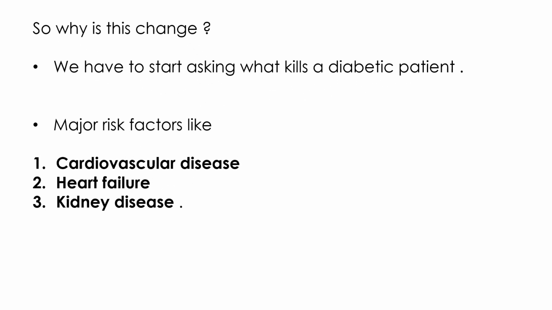So why is this change? Before asking this question, we have to start thinking about what kills a diabetic patient. A diabetic patient does not die just because he has high blood sugars or a high HbA1c. He dies because he has major risk factors like cardiovascular disease, heart failure, and kidney disease. So, because of this, we start the patient on SGLT2 inhibitors.